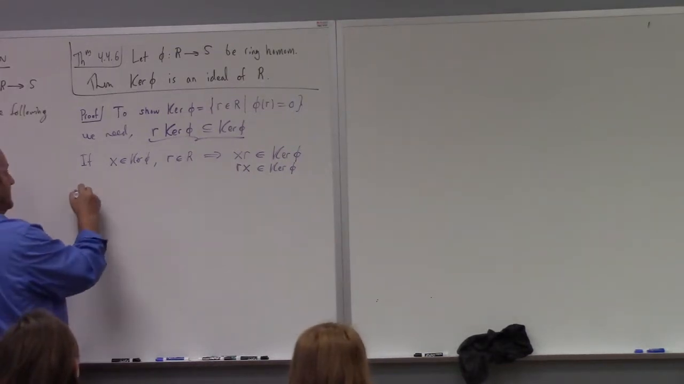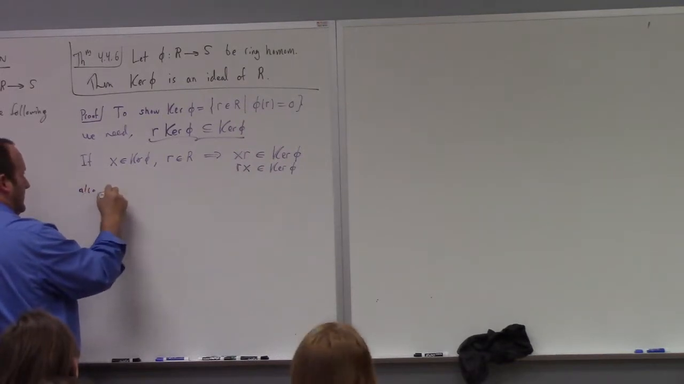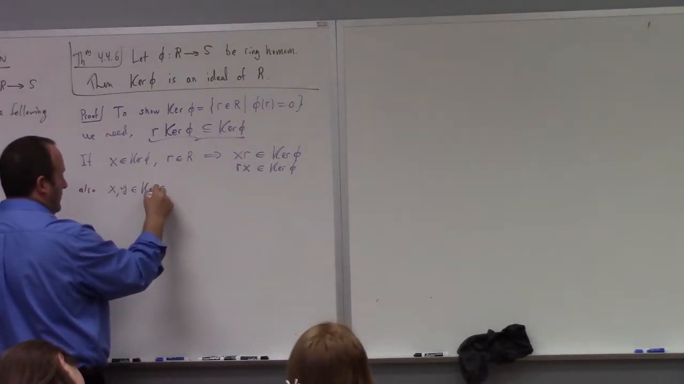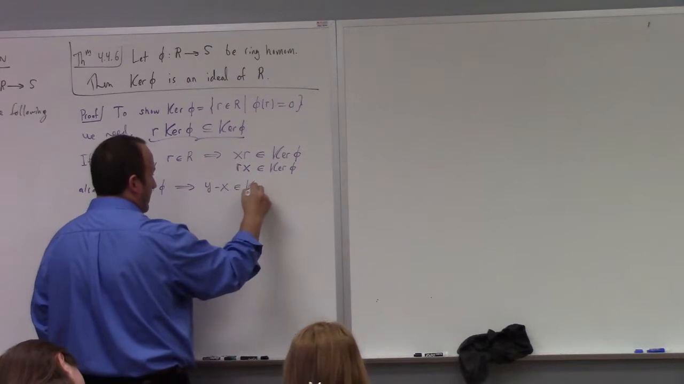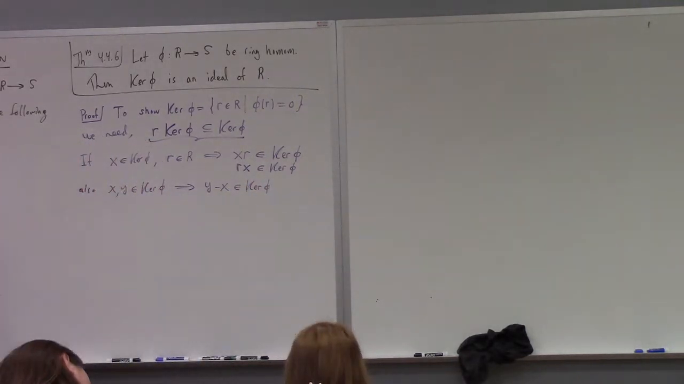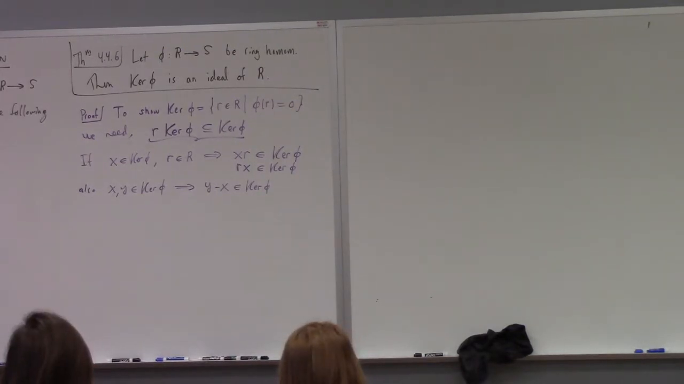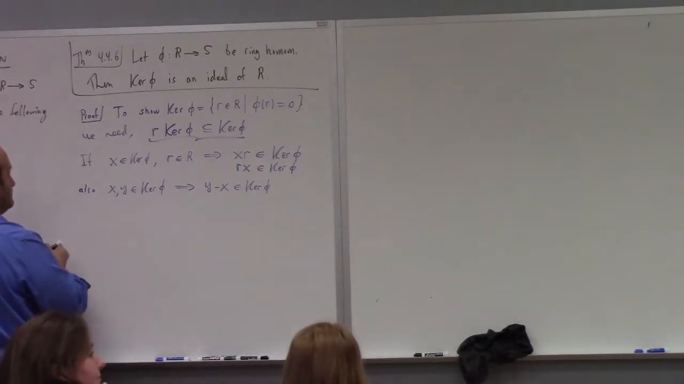Also, we need that if x and y are in the kernel, then what you're telling me is I also need to show that y minus x is in the kernel, right? We need to show closure under subtraction and also products of elements inside the ideal with elements outside in the ring. I think if we can show both of those things and we can show that the set is non-empty, I believe that suffices to show it's an ideal, right? All right. I hope we're right. So can we do that here?